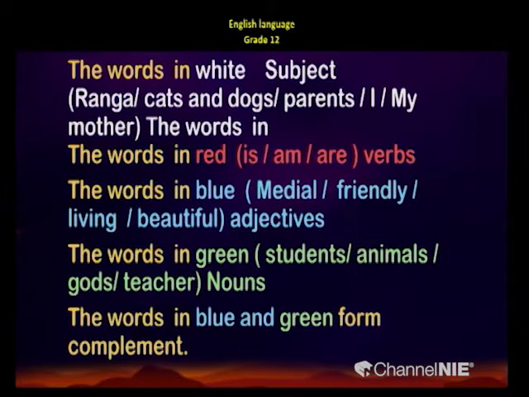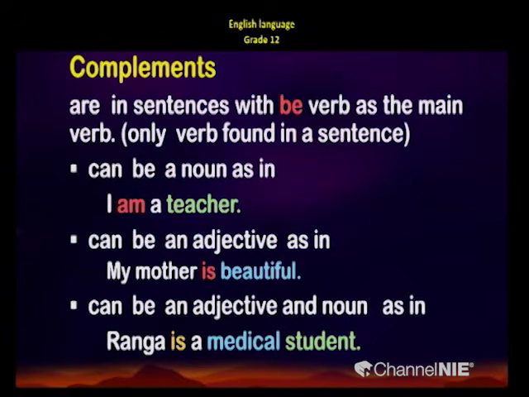Right. So complements are in sentences with be verbs as the main verb. We are using complements when the be verb is the main verb in a sentence, not with an action verb. With an action verb, we get an object. But when we have be verbs as the main verb, we get complements. It can be a noun as in I am a teacher, an adjective as in my mother is beautiful, or an adjective and noun as in Ranga is a medical student. Right? Is the idea clear to you?